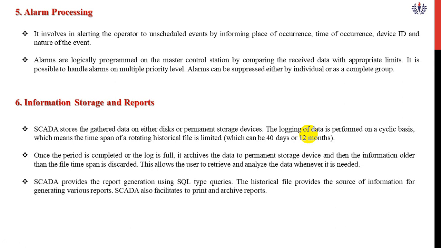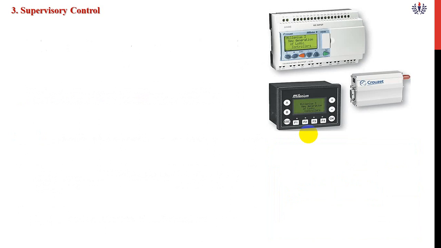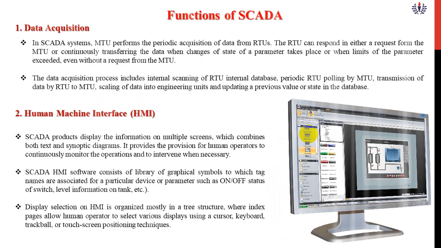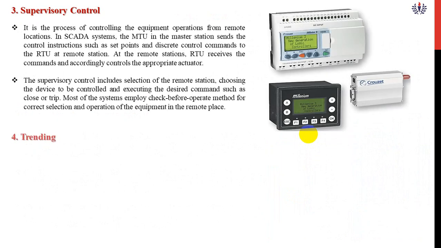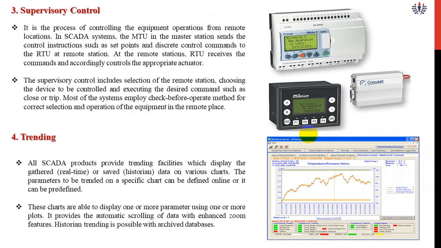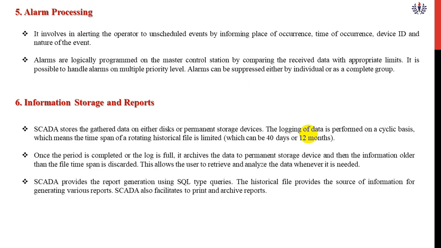So how many points are there? What is my first point? Anyone tell me. Data acquisition. Second one is HMI. Third one is supervisory control. Fourth one is trending. Fifth one, what is my fifth point? Alarm processing. Sixth point is information storage. This is one of the 10 mark questions in your examination.